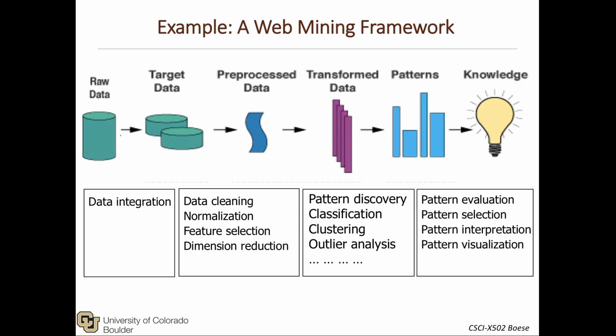And then a feature selection and reduction so that we're working with features that are going to help us answer these questions. And with our transformed data, we do the pattern discovery. There's a bunch of different data mining techniques that we can do to determine the knowledge that we can gain from the data. And then we can visualize and interpret the patterns that we gain.